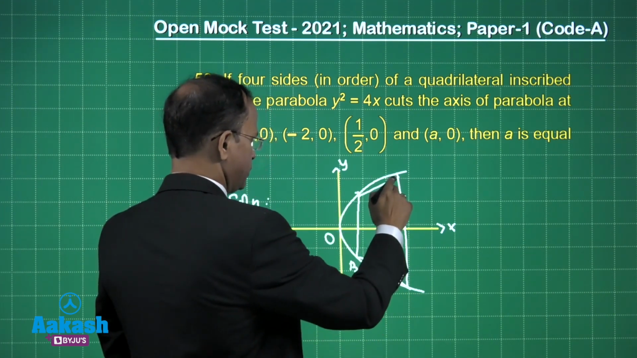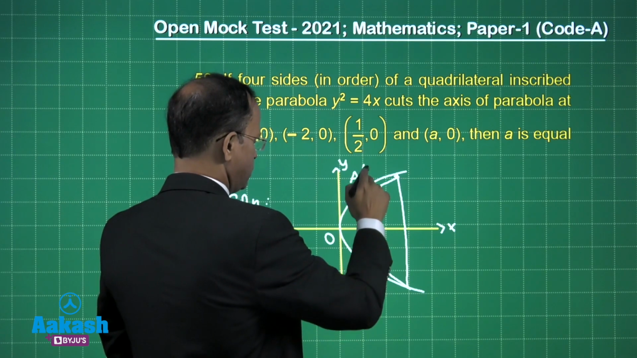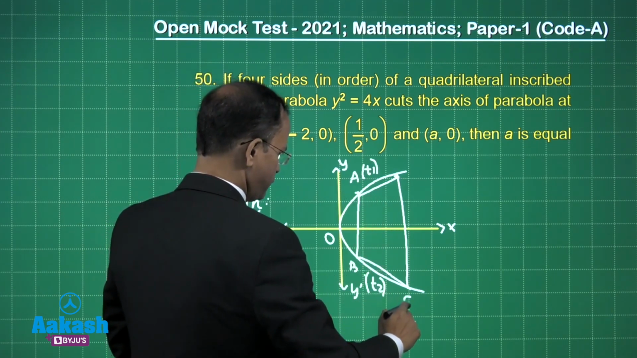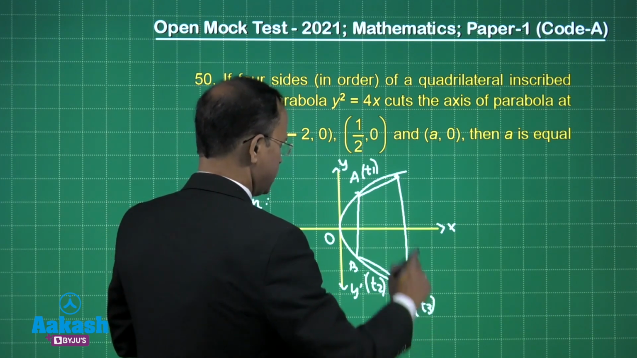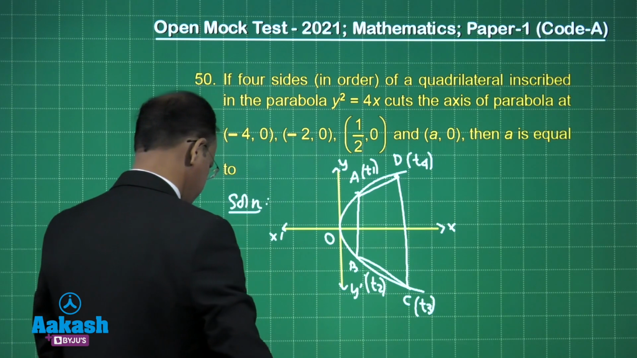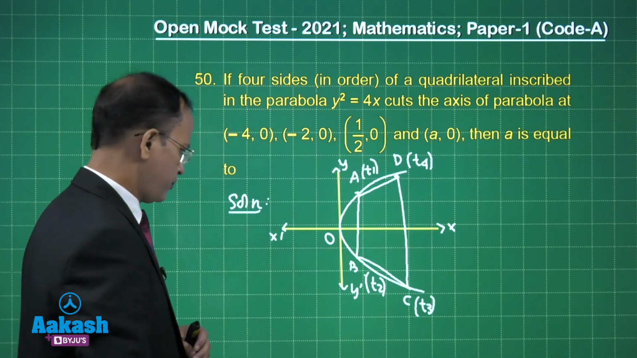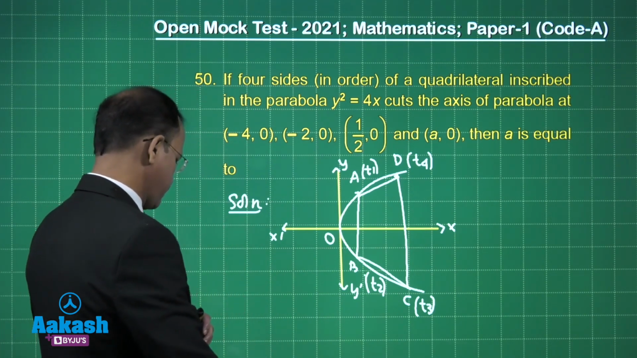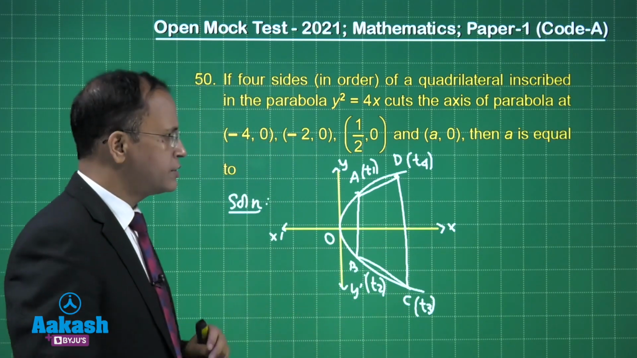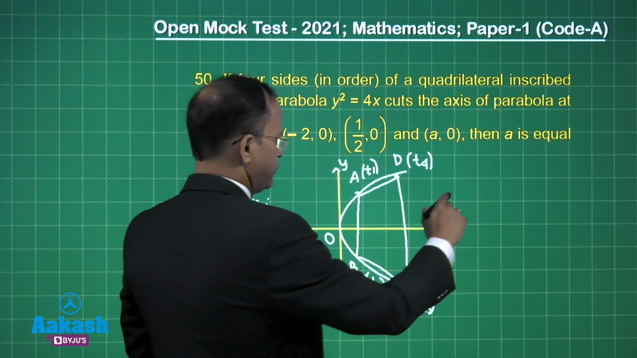So you can see here, A can be taken as t1 in parametric form. We have B to be t2, then C to be t3, then D to be t4. This is how we can write it, isn't it? So A, B, C, D are the four points I am talking about.